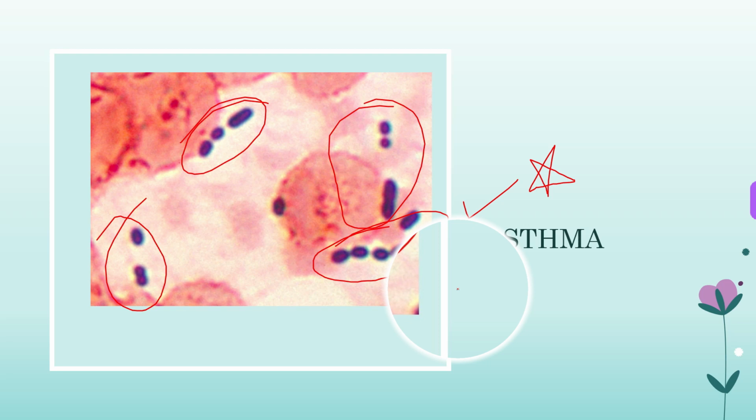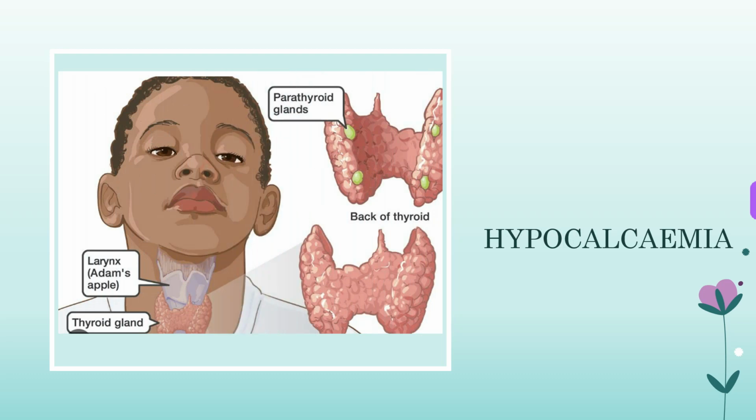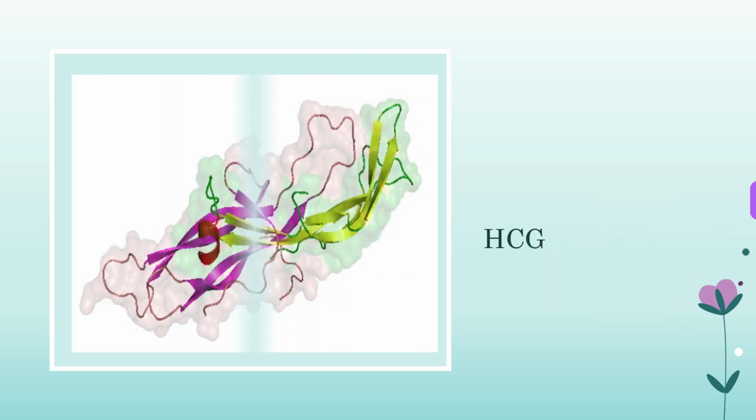Next is hypocalcemia. So hypocalcemia is seen in acute pancreatitis, chronic renal failure. Next we will talk about HCG. So HCG is increased in yolk sac tumor, choriocarcinoma and teratocarcinoma.